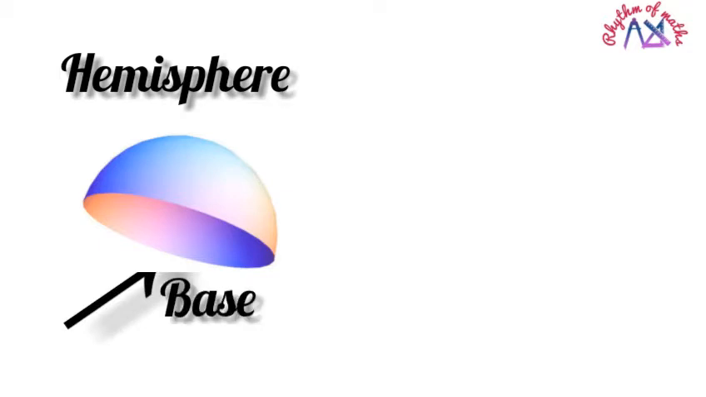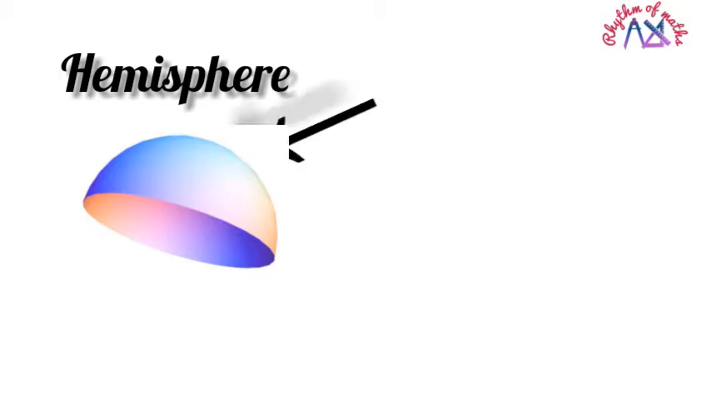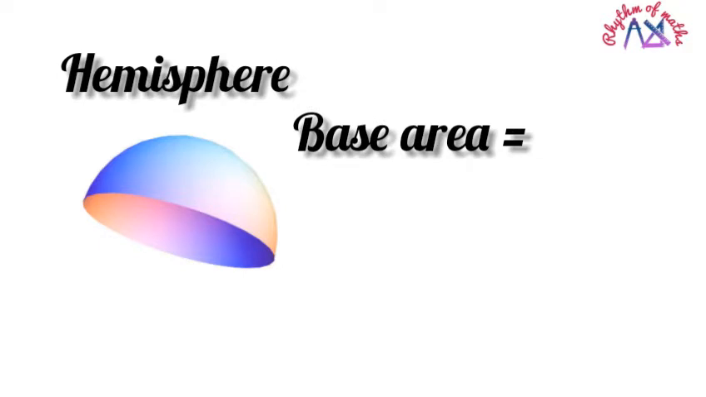The first face is the base, which is a circular portion. Then one curved portion is also there. That means two faces are there. So base area is there, curved surface area is there, and total surface area is also there. Now let's find the base area first. The base of a hemisphere is a circle, so the base area is the area of a circle, that is pi r square.